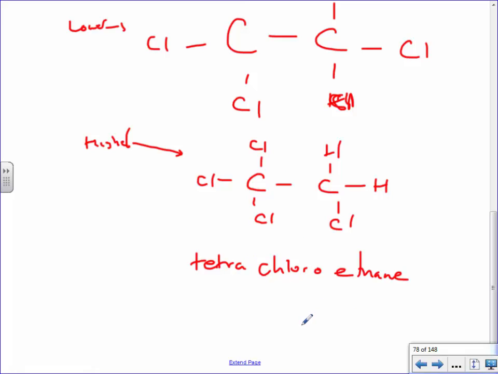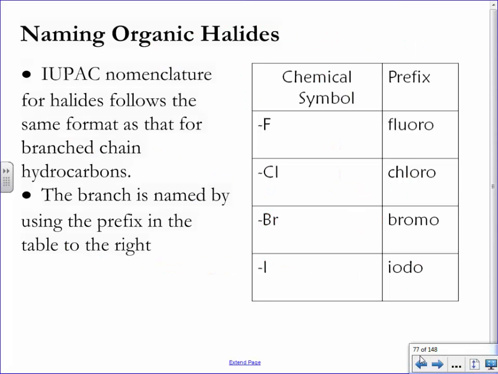However, this time we do need numbers because it depends on which ones we put them on. So I'd probably have to go with a 1,1,1,2 tetrachloroethane, which kind of implies that 3 of them are on this one, and then 1 of them is there. Because in theory, I could have done 2 here and 2 there, which would have made it a 1,1,2,2. Follow that? Okay, let me go back to the slide I skipped here then.